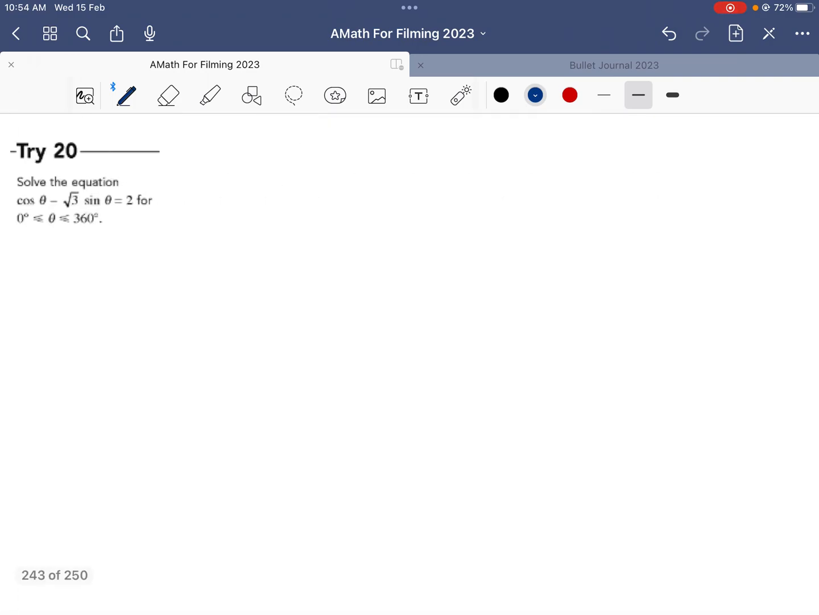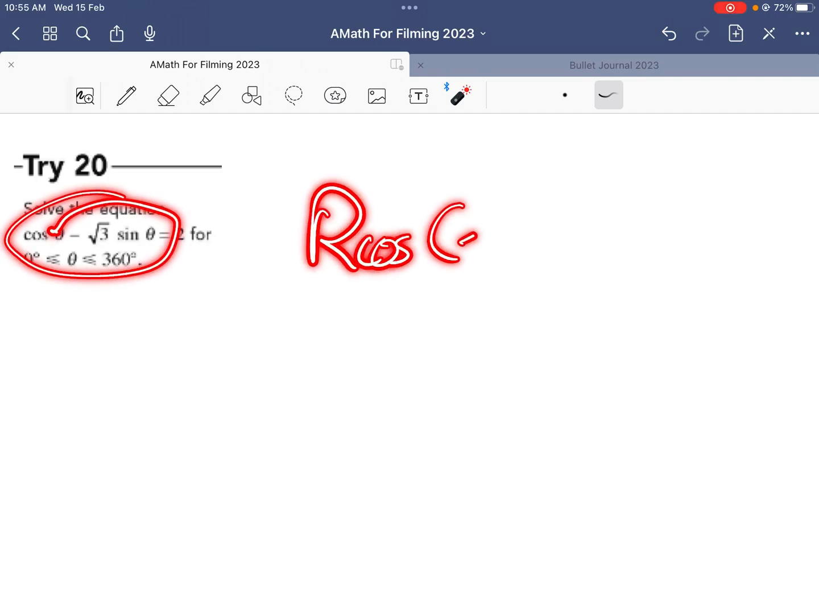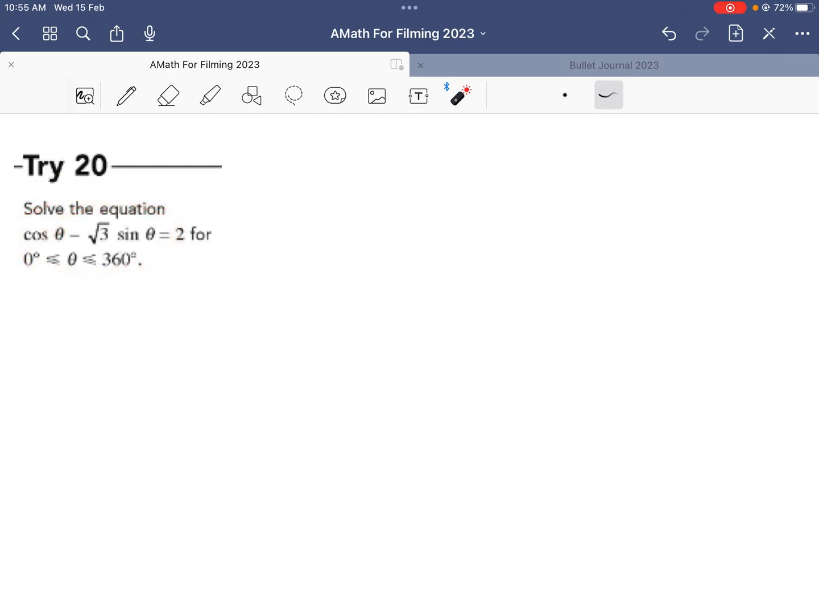Okay, example 20 still. Try 20. I will give you all a while. Pause the video and please give it a shot. I think what you can do at the very least is to express this in the form of R cosine theta plus alpha. Then you can work it out from there.